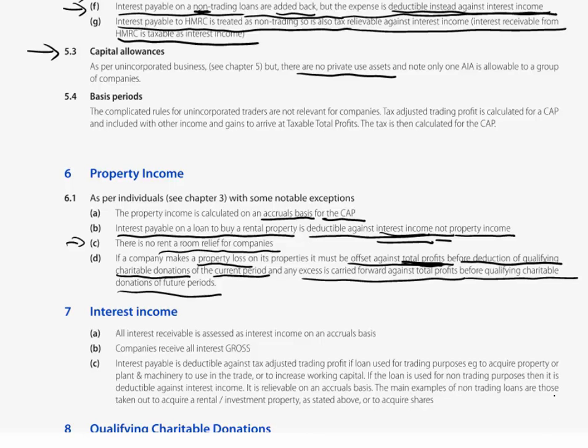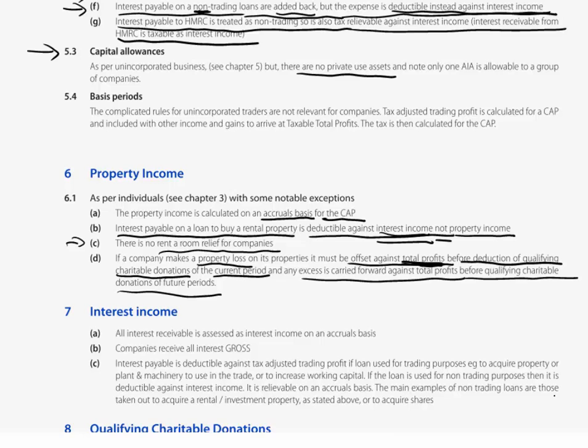Okay, our interest, therefore, again, we work on an accruals basis. So all interest receivable is assessed as interest income on an accruals basis. The interest accrued, the interest receivable. Companies will receive all their interest gross, so there'll be no grossing up at 100 over 80 in relation to stuff like bank deposit or building society interest, though companies only like to have bank deposit interest.